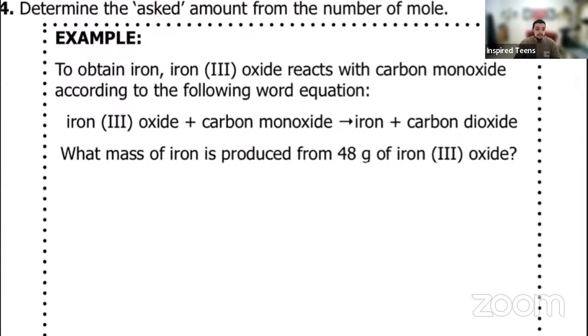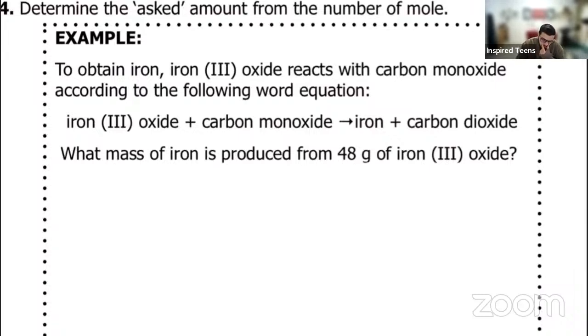We want to do a practical example so that we can understand. Let's have a look at this example. It says to obtain iron, iron 3 oxide reacts with carbon monoxide according to the following word equation. Iron 3 oxide plus carbon monoxide gives us iron plus carbon dioxide. What mass of iron is produced from 48 grams of iron 3 oxide? So let's focus first on writing out this balanced chemical equation.